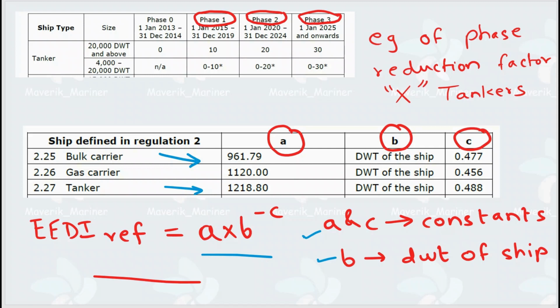The phase factor reduction, which I had shown you some time back, is shown over here. If you see, they have mentioned phase 1, phase 2, and phase 3, where the reduction should be 0 to 10%, 0 to 20%, and 0 to 30%. This is also type dependent, and you can find this table in Marpol.